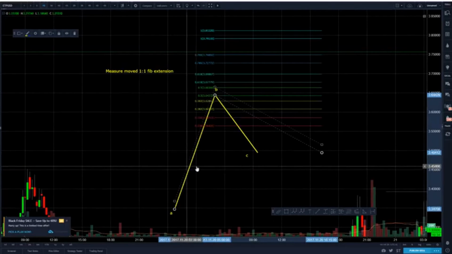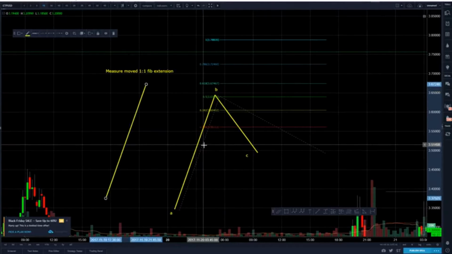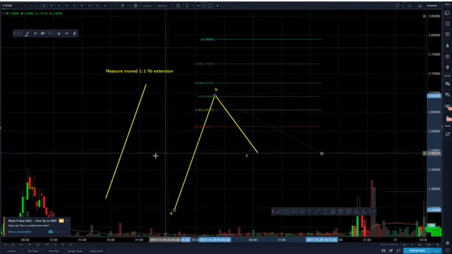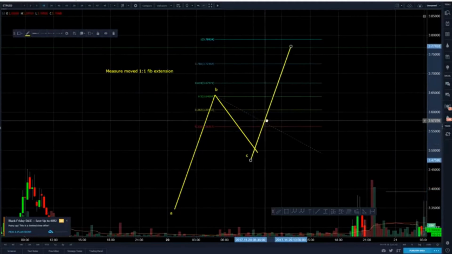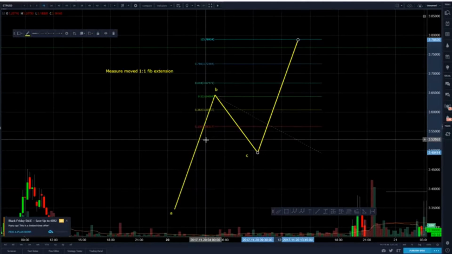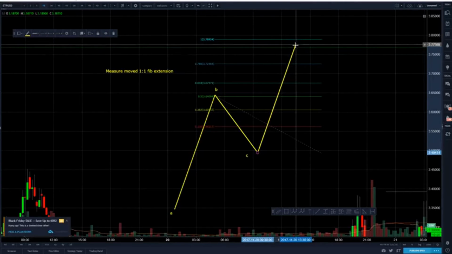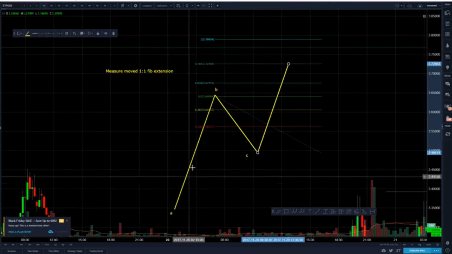And I'm going to clone it just to show you. Okay, so if I got a 1-to-1 measured move, then what it would mean is it would move the exact same distance by 100% of the previous move. Now, what do you guys think that 786 means? It means that it actually only moved 78.6% of the original wave.